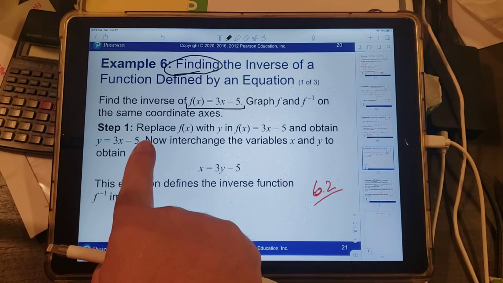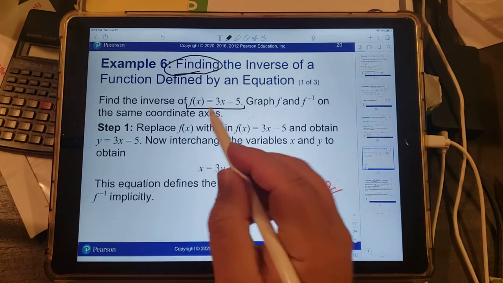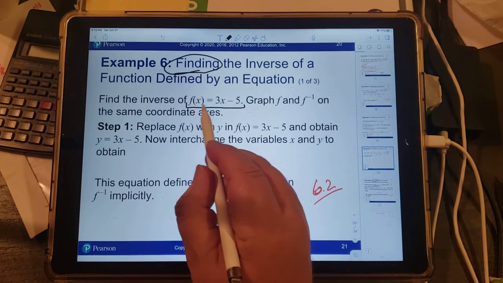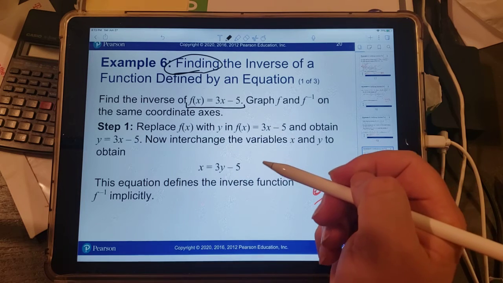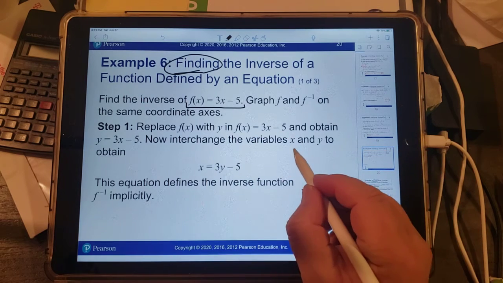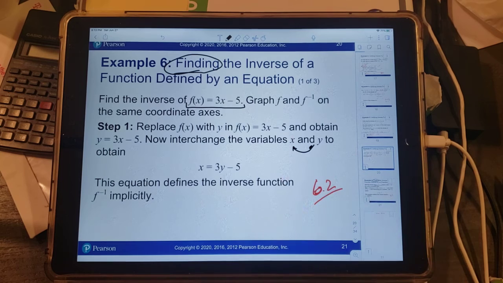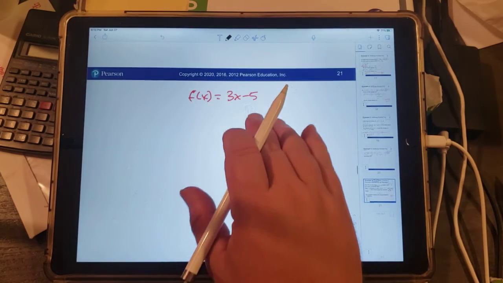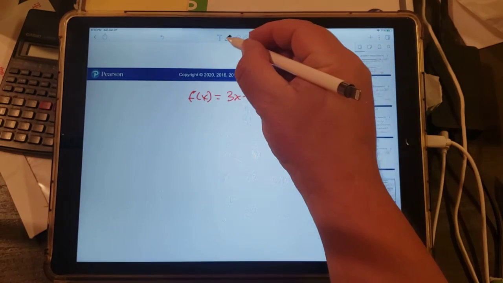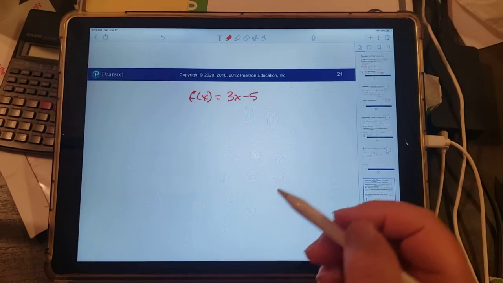All right, so they start with this idea. They're always going to give you f of x equals, and you want to change it to y equals, and then interchange x and y. Now, we've seen interchanging x and y before on this whole topic, back when they were ordered pairs. But I decided I'd go through the process here. So here's the process. I'll do it in red.